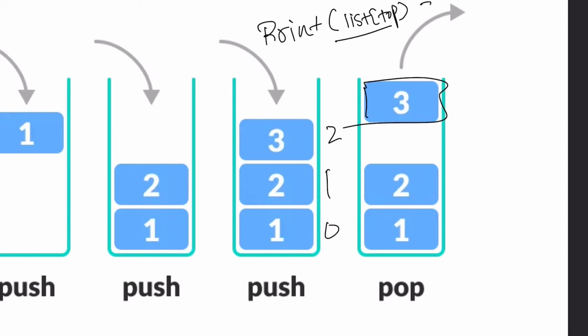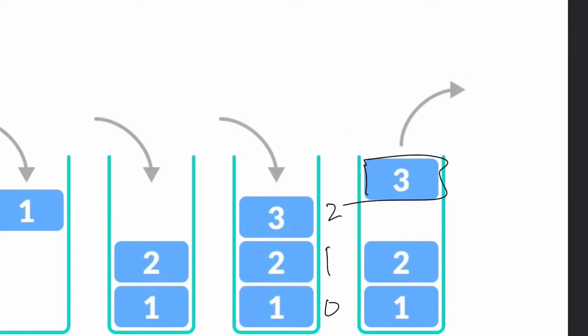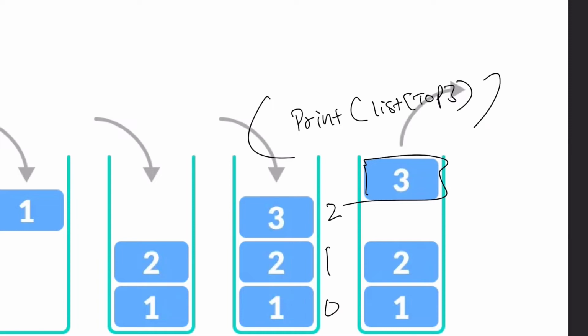So you will be printing 3. You are basically printing that I'm removing 3 over here. You are printing list and passing top over here. You can write the correct statements as per your wish. I'm just going to write that, yes, I'm removing the 3.